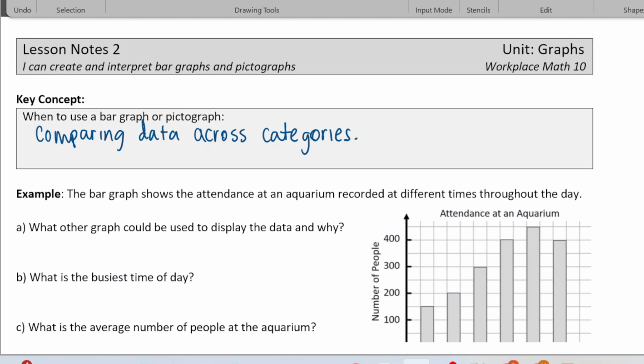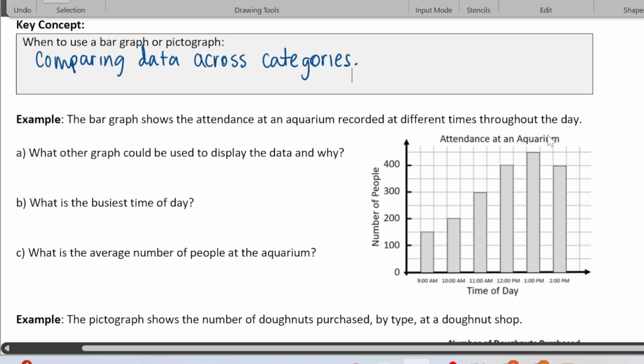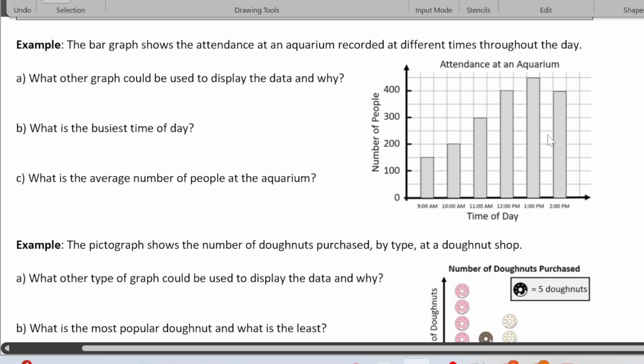So in the last lesson, we looked at data over time. This is different. This is looking at data in different discrete categories. So it's great for comparing groups. Pictographs are good if it's easy to represent the graphs in pictures. Usually you would create those digitally. Okay, so let's have a look here at some examples.